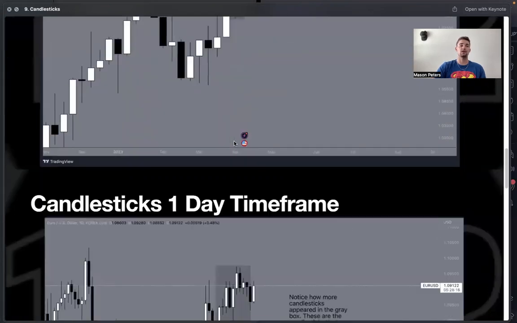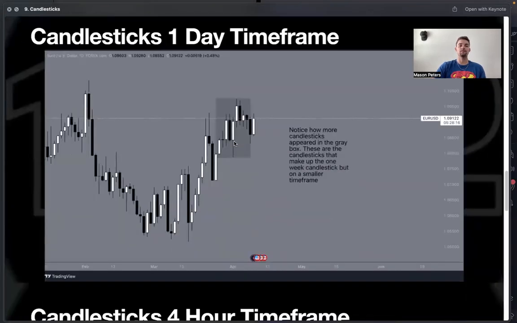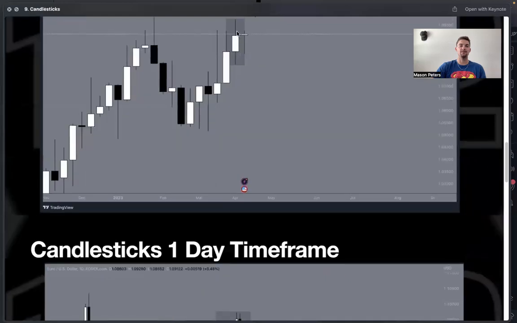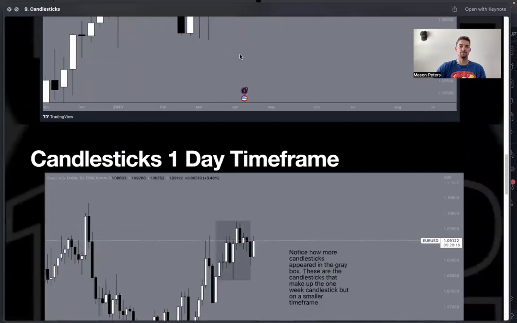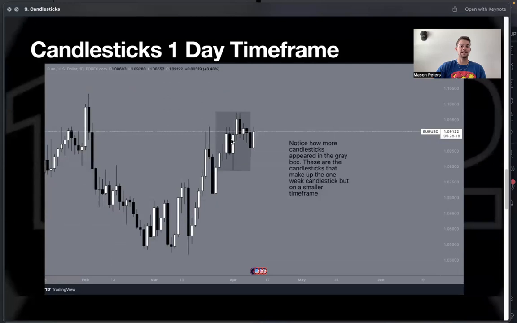Now we're going to go down to the daily time frame, and you'll see that more candlesticks have opened up, or fractalized, inside of the rectangle. Now you have more data, more candlesticks to look at. These make up the 1 week candlestick, but on a smaller time frame. This bullish candle is still bullish, but it has a couple bearish candles in it now on the daily time frame. It has a couple bullish candles, a couple bearish candles, open, close, the wicks.